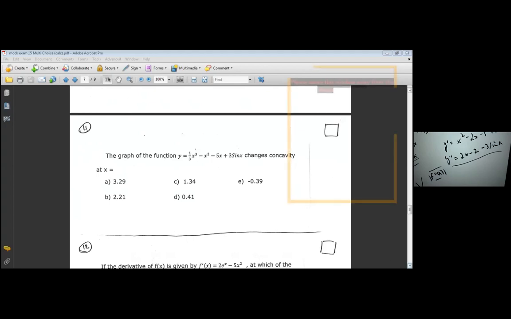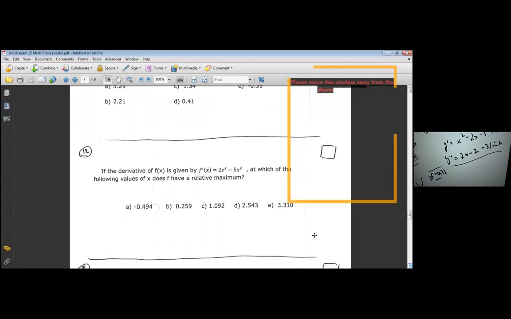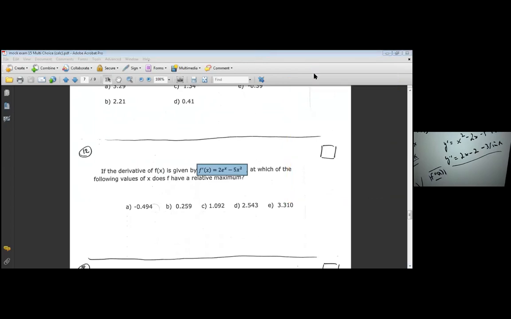Move from there. 12. If the derivative is given by this, at which of the following values does x have a relative max? So it's a calculator question. Graph it. Look for the relative max. The second you graph it, you're looking at the graph of the derivative. Means you're looking for it to go above to below. See where that occurs. Where does the graph go from above to below in your first derivative graph?